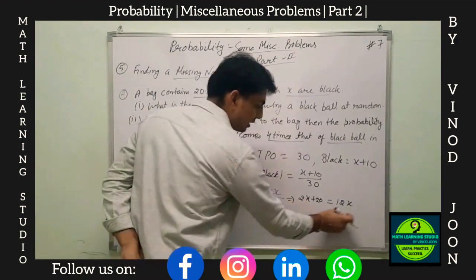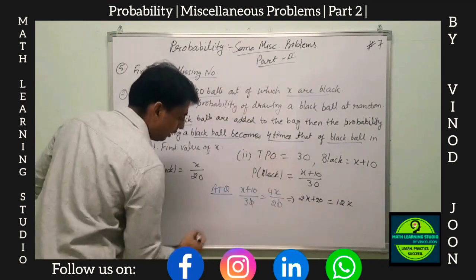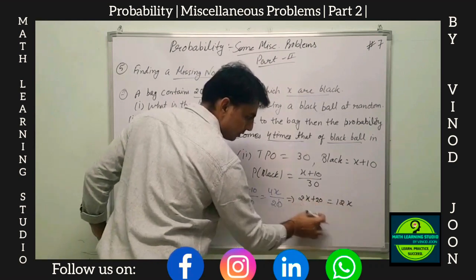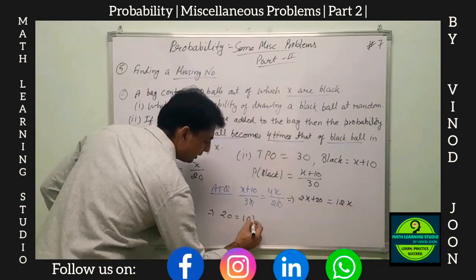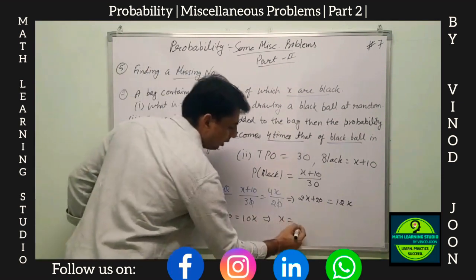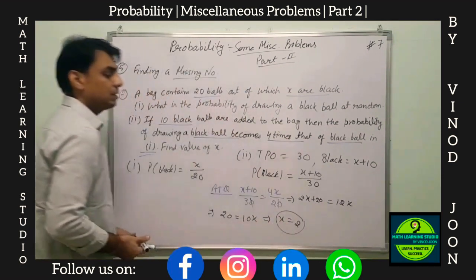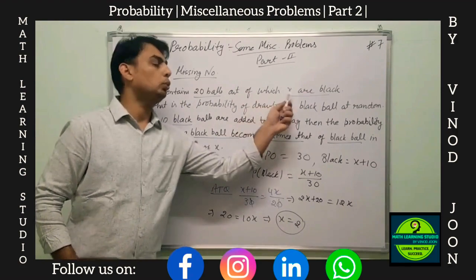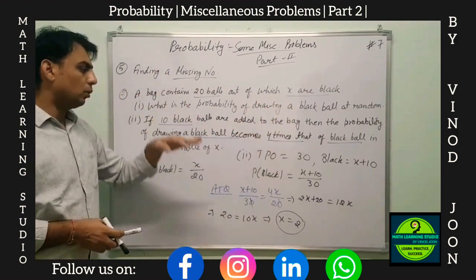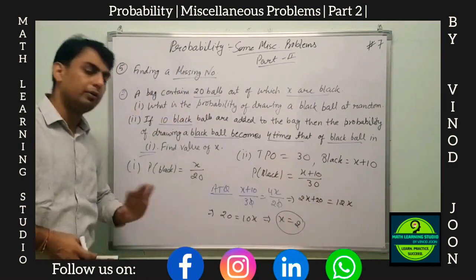All right. 2x can go that side. So it will be what? This implies 20 will be 12x minus 2x becomes 10x. This implies x equals, divide करेंगे 2. So that means there were 2 black balls out of those 20 in the first condition. Thus और add किया ये condition में ना and we got the answer.